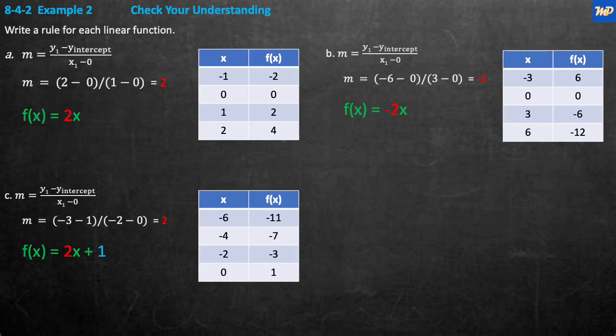Okay, example 2, check your understanding. Write a rule for each linear function. So we have 3 problems, 3 tables, and we're just going to quickly go through it and figure out what values to use and then create the function rule. So remember that for A, m is equal to the y ending point minus the y starting point divided by the x ending point minus the x starting point.